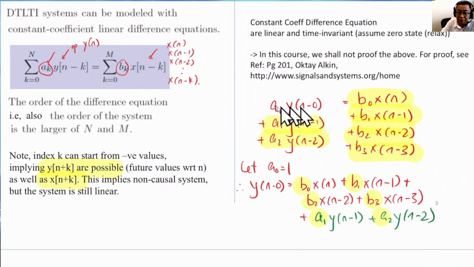Alright, now we have a linear time-invariant, discrete-time system described by this equation. So what can we do about it? Please go to the next page.